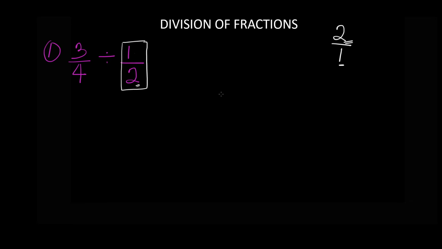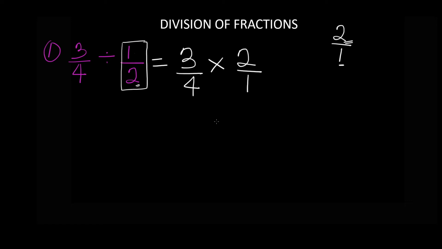So now, how do we solve this problem? 3/4 divided by 1/2. What you want to do is to flip this fraction. So what I'm going to do first is to have 3/4. Then you change this division sign to a multiplication sign, and then flip this fraction. 1/2 becomes 2/1. Then the next thing is to multiply as usual, just like we have done in our previous videos.